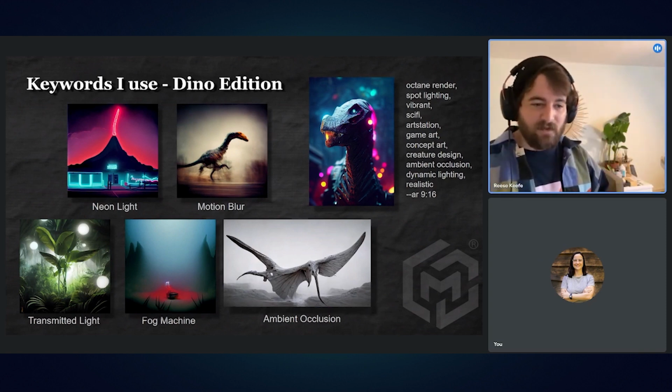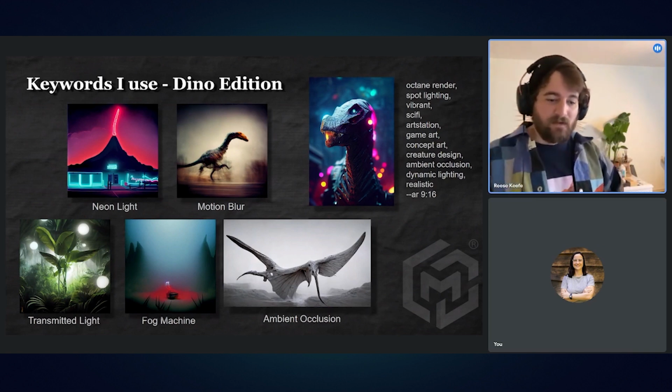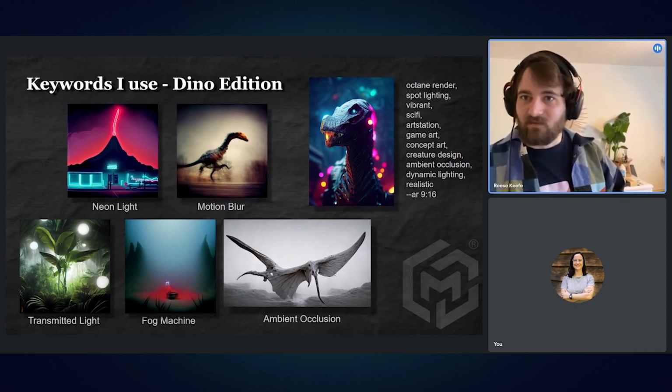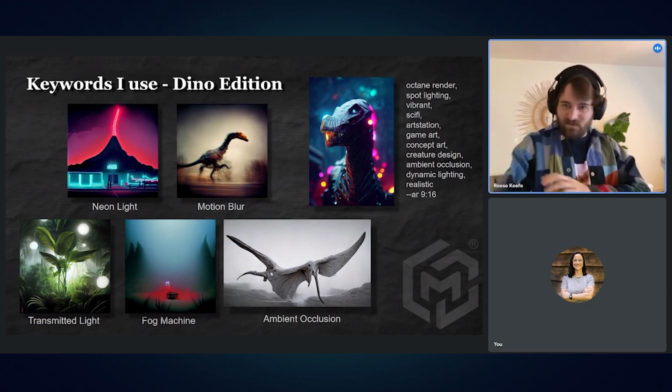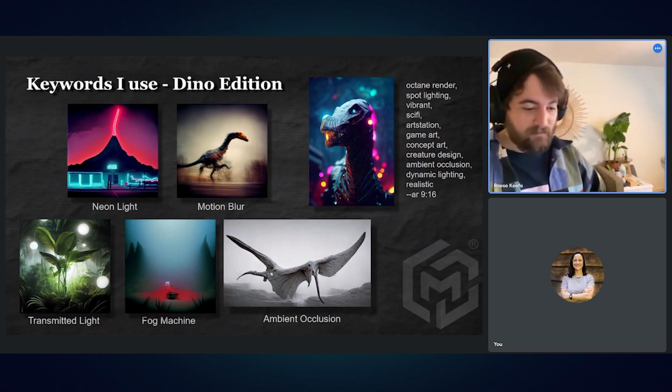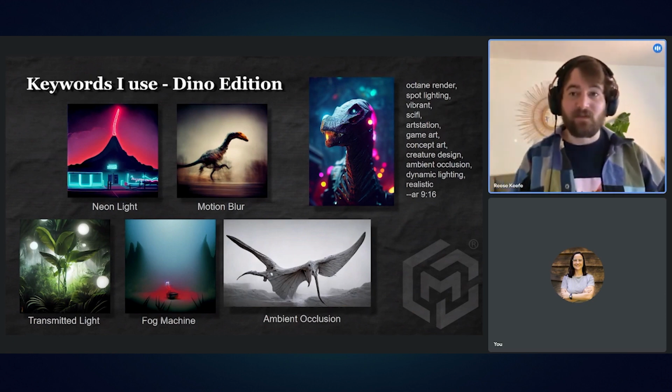Really nice if you're wanting to do something like wings, or zombies are really cool. If you use transmitted light, you can actually see through the flesh. It's kind of creepy. Personal favorite, fog machine.